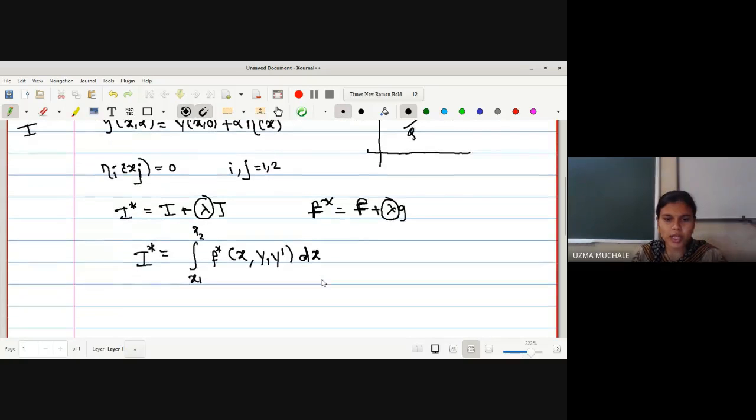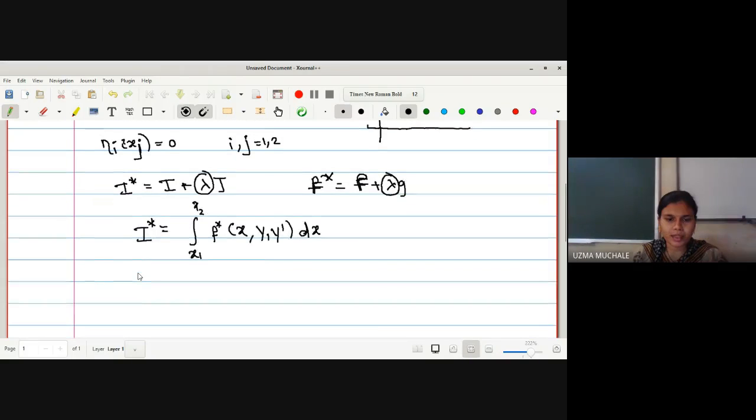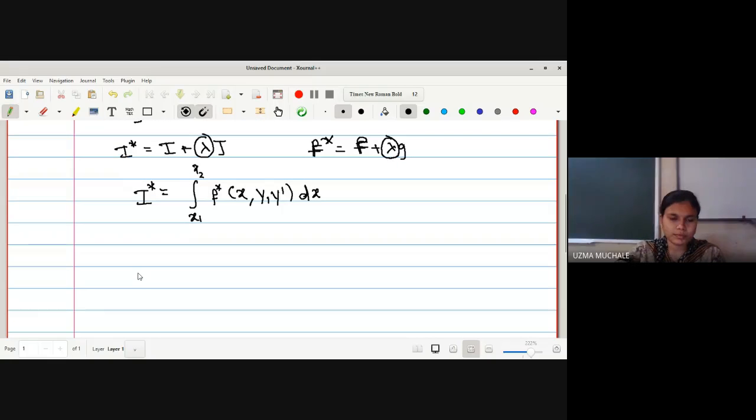Instead of having a function f, we have f star. That is, if you want to find the extreme of I star, we should find the integration of this function. Now, instead of having a function f only, we are going to use the condition f plus lambda g, because here we have to find the extreme of I under the condition of j. So the corresponding integrand we have to use is f and g, by using the Lagrange's multiplier method. Any doubt up to this?